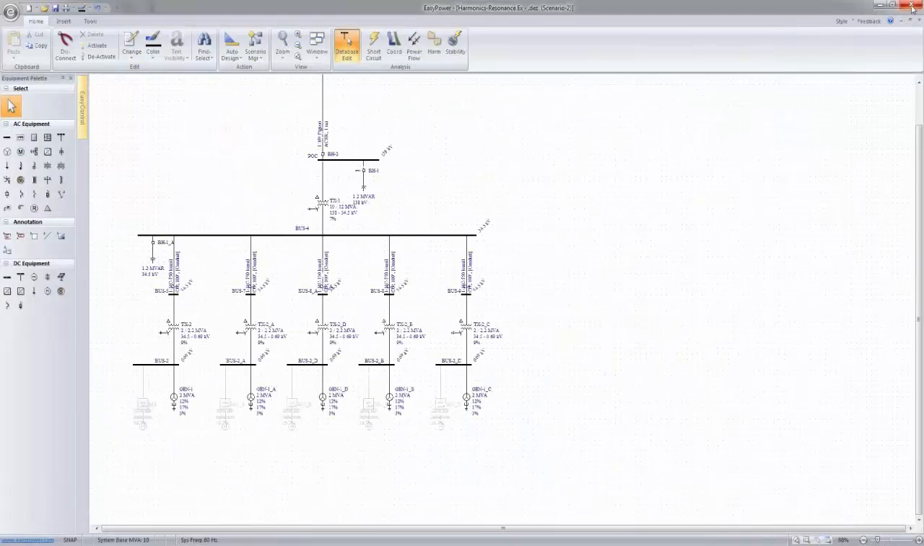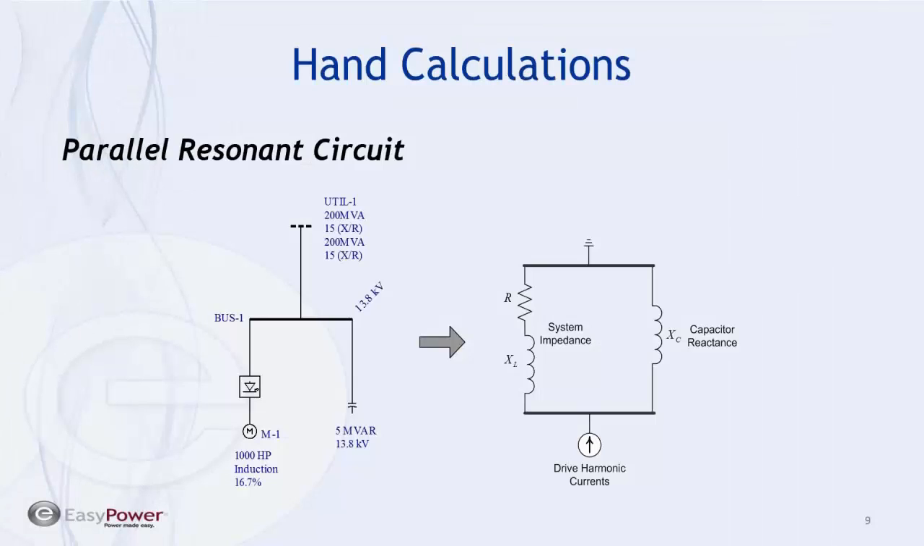And there's a cap bank already here. So this is a parallel resonance circuit. You have a harmonic source here, you have the utility source, and you have a cap bank. Then this would be the equivalent circuit of this system.